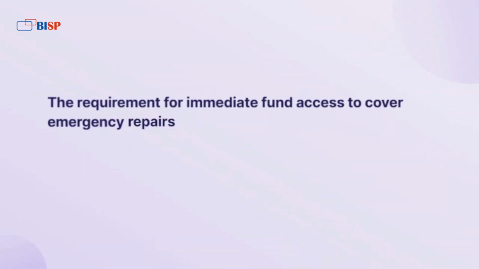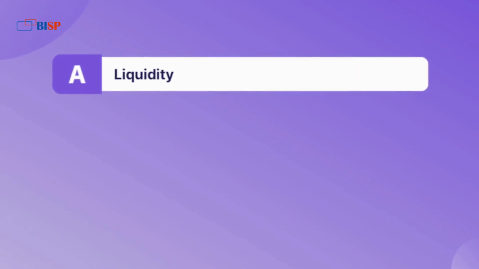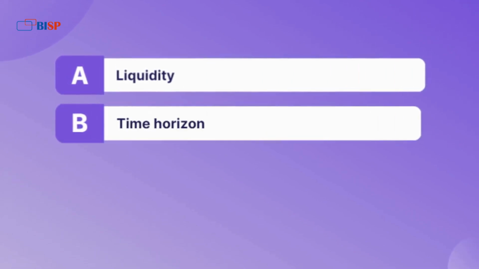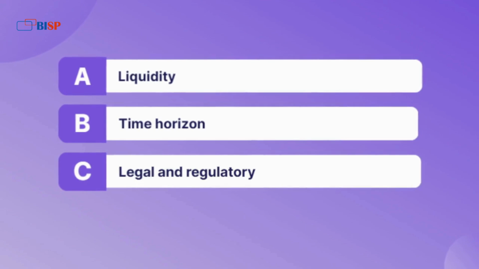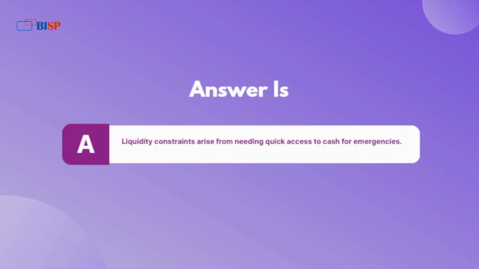The requirement for immediate fund access to cover emergency repairs is which investment constraint? A. Liquidity. B. Time horizon. C. Legal and regulatory. D. Not applicable. Answer is A. Liquidity constraints arise from needing quick access to cash for emergencies.